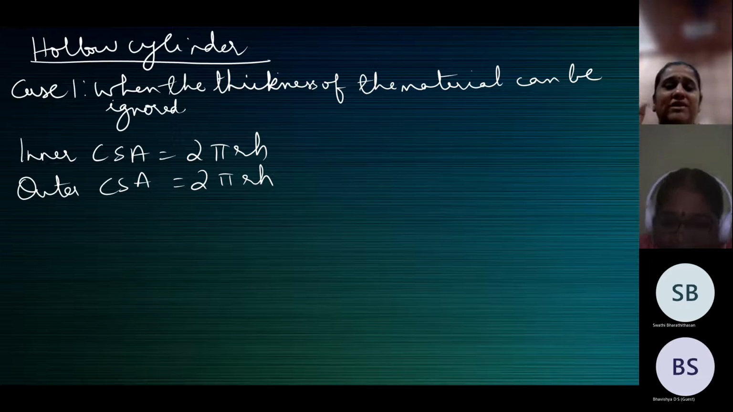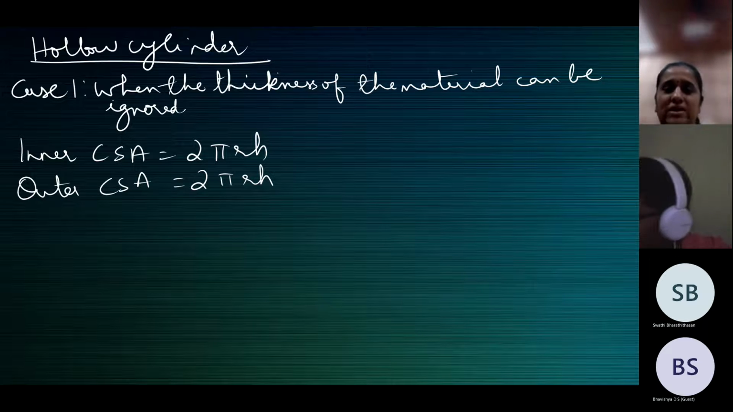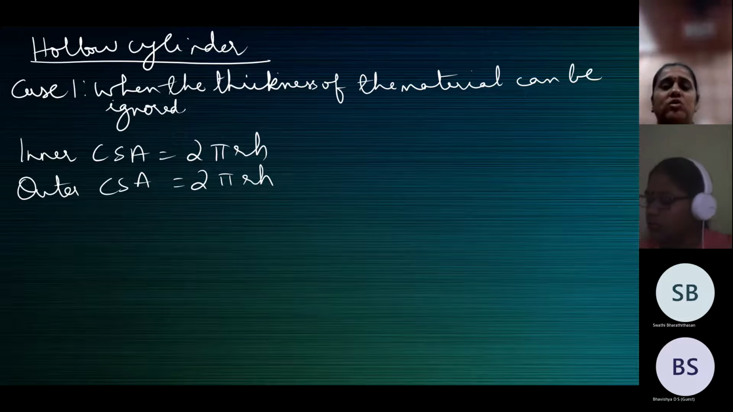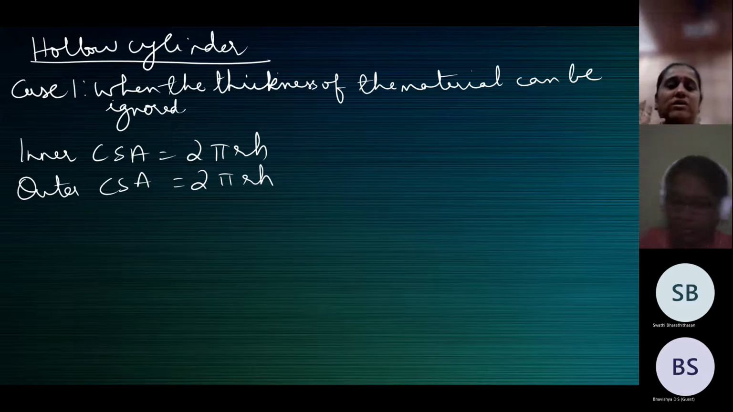So you can simply find the inner CSA and double it. The same value is the outer CSA. So you don't have to find it again actually. You can find the inner CSA 2 pi RH and double it. That will be the total. So if the inner CSA is some 100 centimeter square, then the outer CSA is also 100 centimeter square. You don't have to calculate again. So the total area to be painted is 100 plus 100, 200.